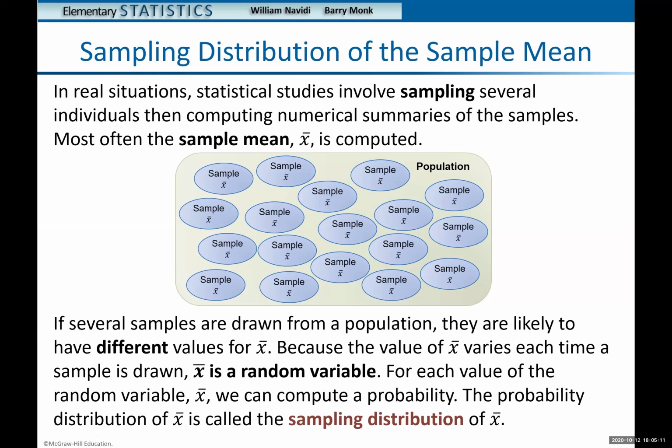If several samples are drawn from a population, they are likely to have different values of the mean, because the value of the mean varies each time a sample is drawn. And that mean is a random variable. For each value of the random variable, we can compute a probability, and the probability distribution is called the sampling distribution of the mean. Remember, before you learned how to construct probability distributions. This time we're going to construct a sampling distribution of all the means.